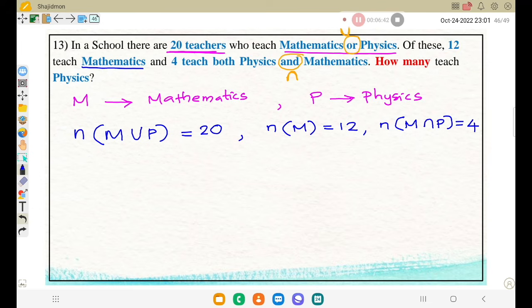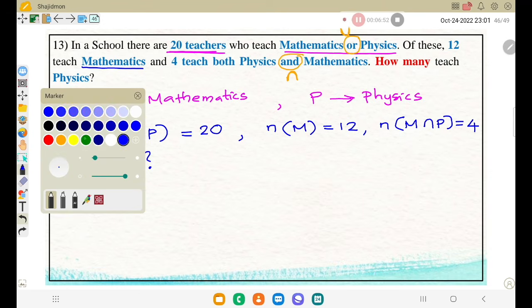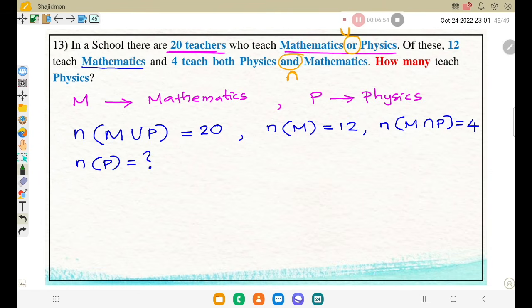Now what is the question? How many teach physics? That means number of teachers teaching physics equal to how much? This is the question. I hope you understood the question. Now I am going to answer the question.